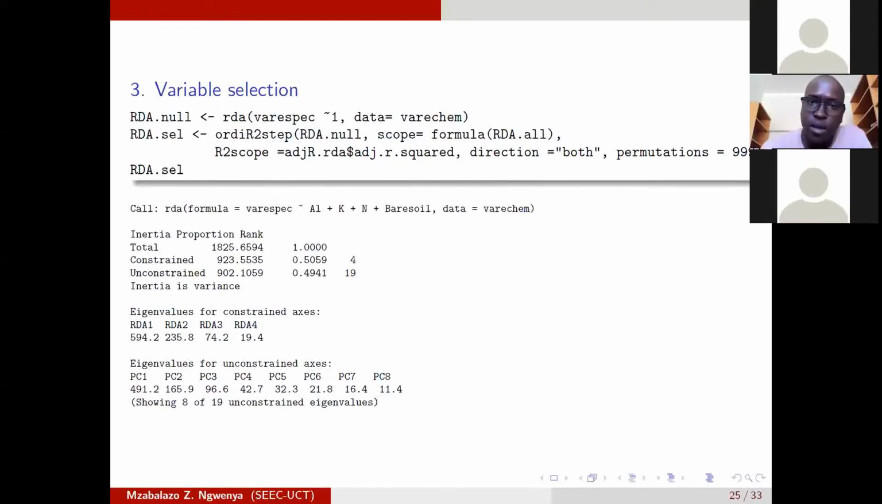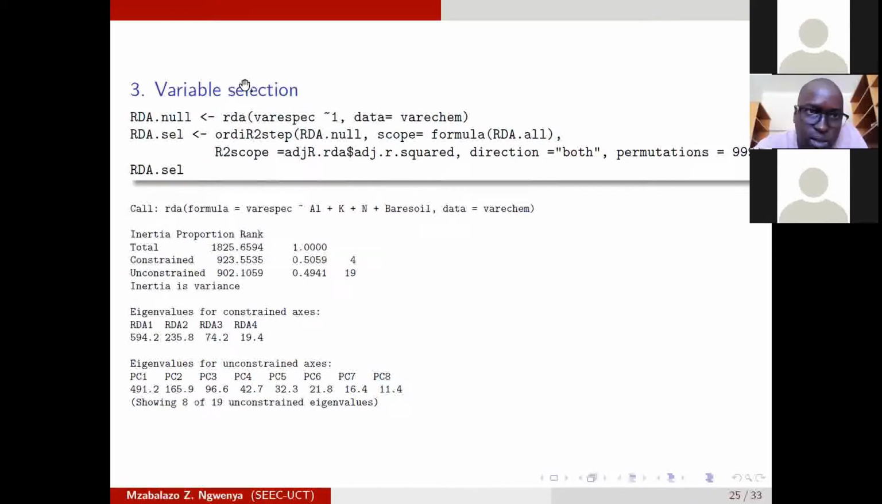I prefer both forward and backward selection. Another thing you should note about ordistep is that you also have to specify what you are willing to accept as a good model. So we've specified that we want our model to be at least as good as our model where we had everything in there, so the adjusted R squared with everything in there.